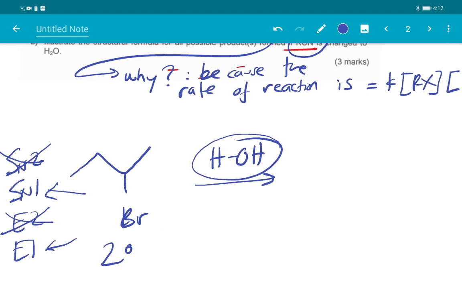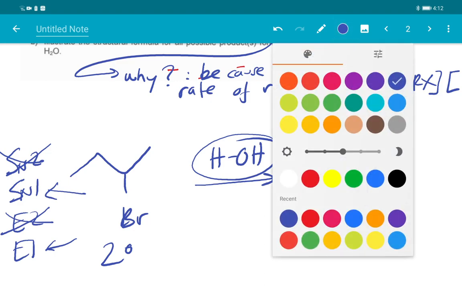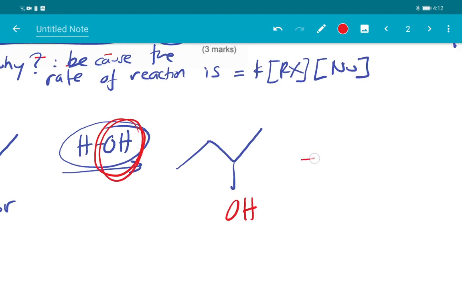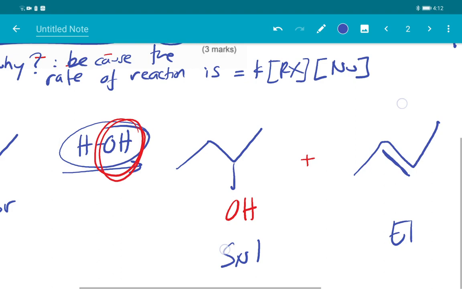So, for one product, we should be replacing the Br. What are we going to replace it with? We're going to replace it with the nucleophile from the water, which is OH. The product of the elimination will be the formation of a double bond, and based on the Saytzeff rule, it should form between carbon number 2 and carbon number 3. So this is the product of SN1 and also E1.